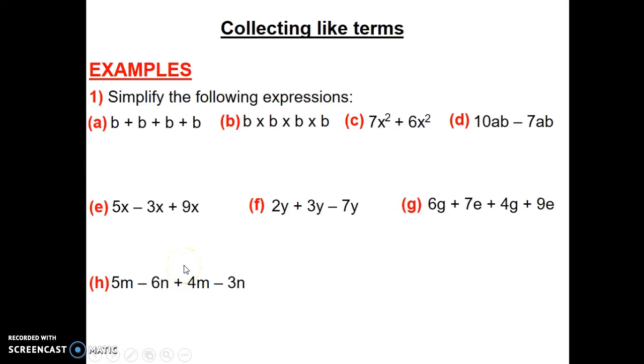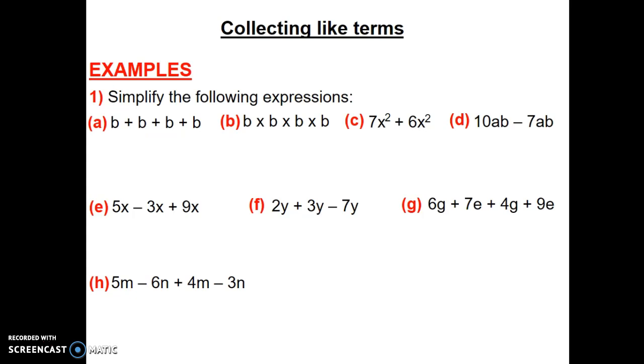Hello everyone, I want to go through a few examples on collecting like terms, as this is very important when you are starting the topic algebra. If you don't know how to collect like terms, you won't be able to do most of the questions in algebra. So here's a few examples.